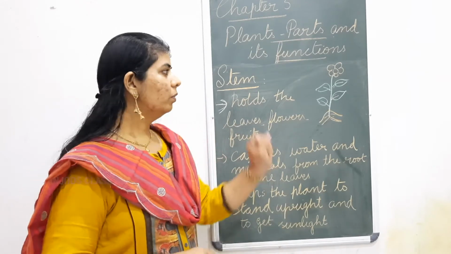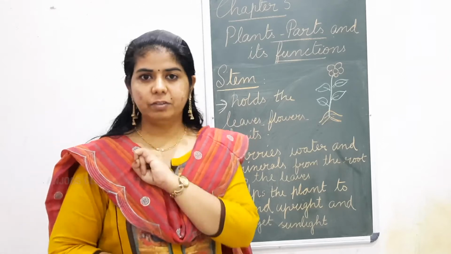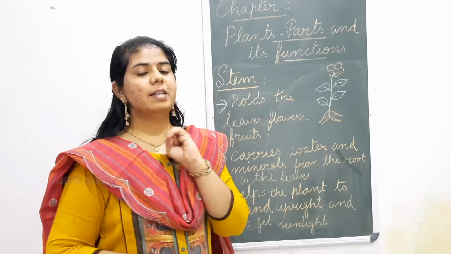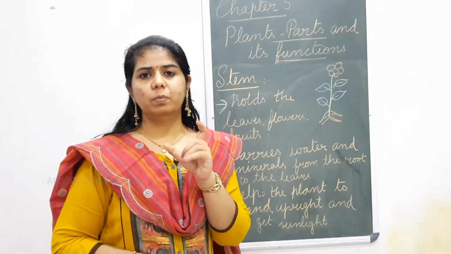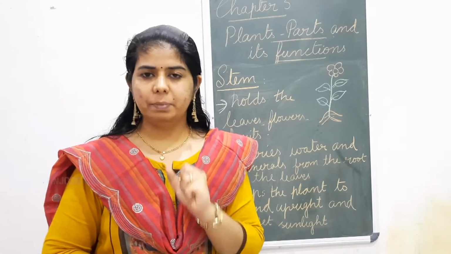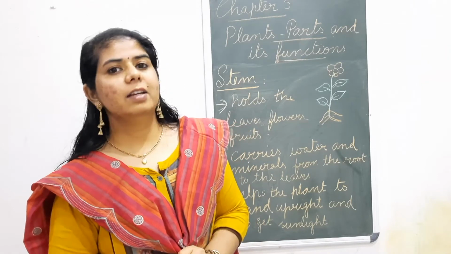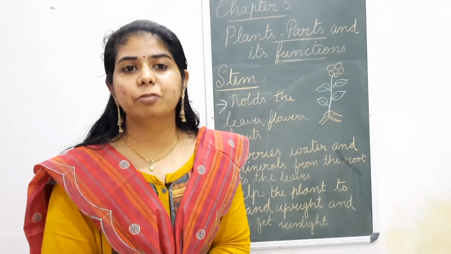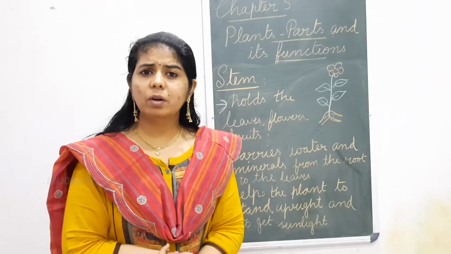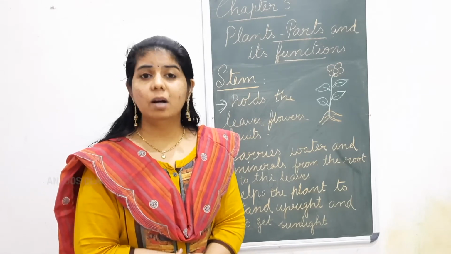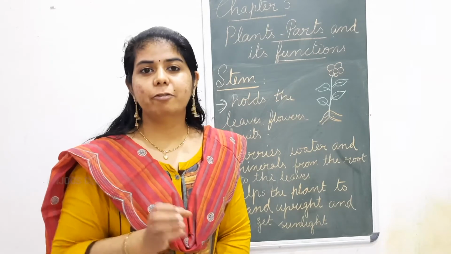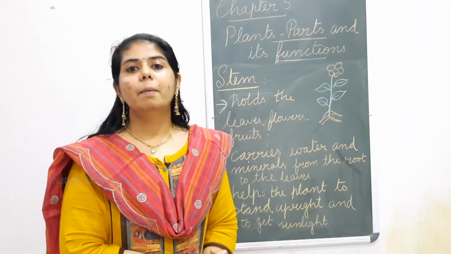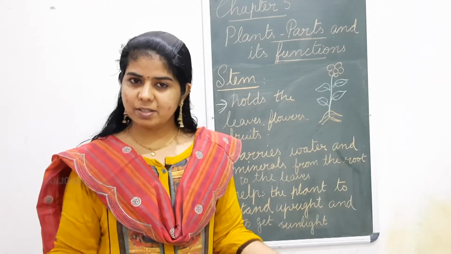So you have learned the functions of the root, the duties of the root, then the duties of the stem. Now we will come to the next part, the kitchen of the plant or the food factory. We call that part the food factory of the plant. Why do we call it the food factory of the plant? Because it is the part which prepares the food for the plant. Understood? Which is that part?